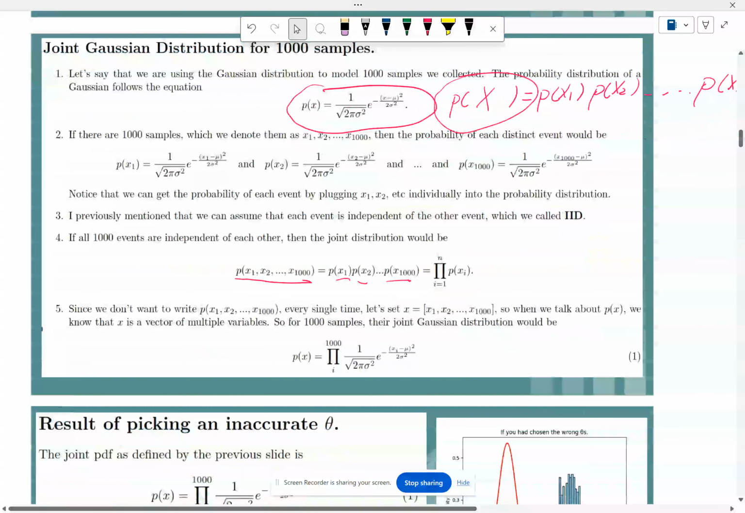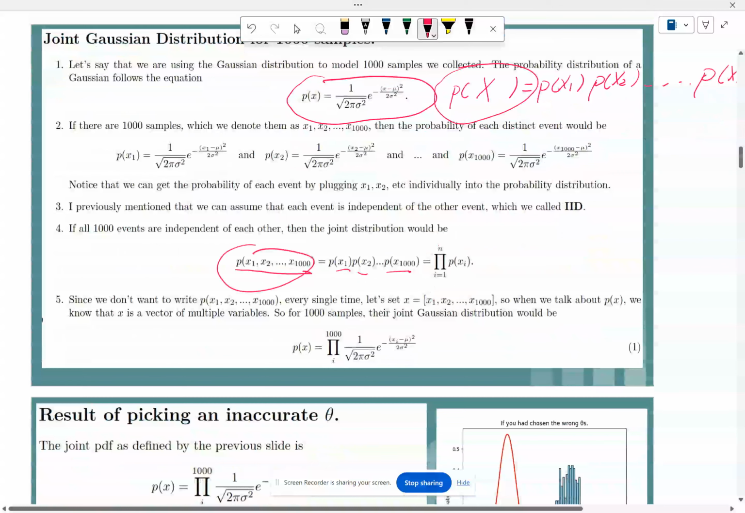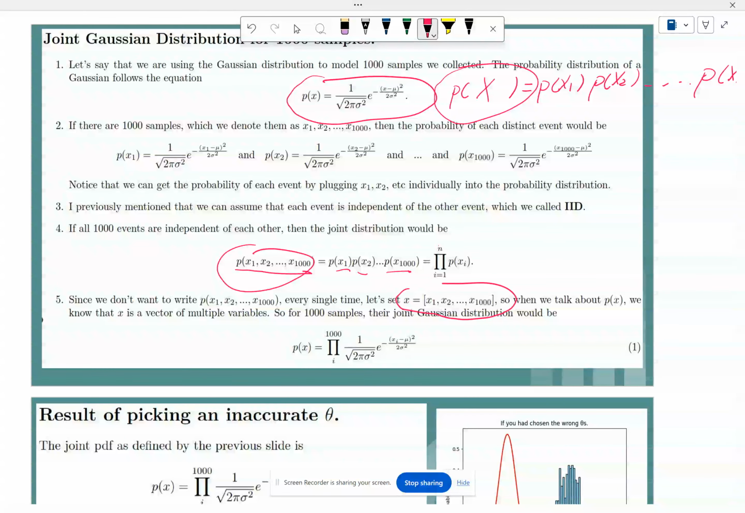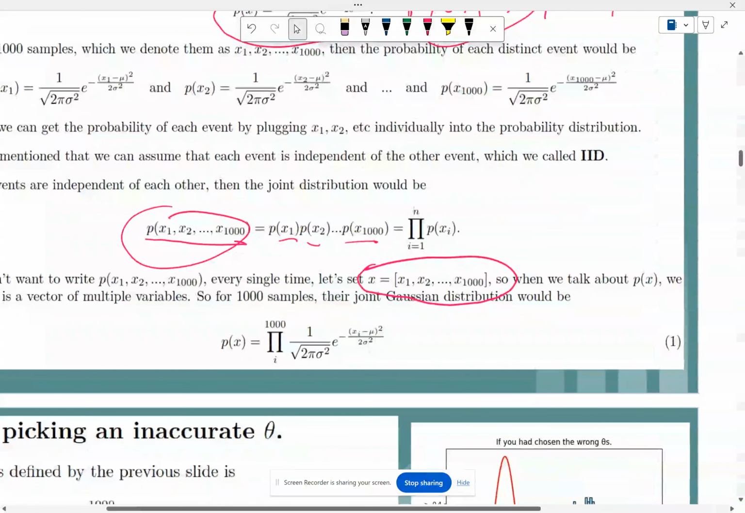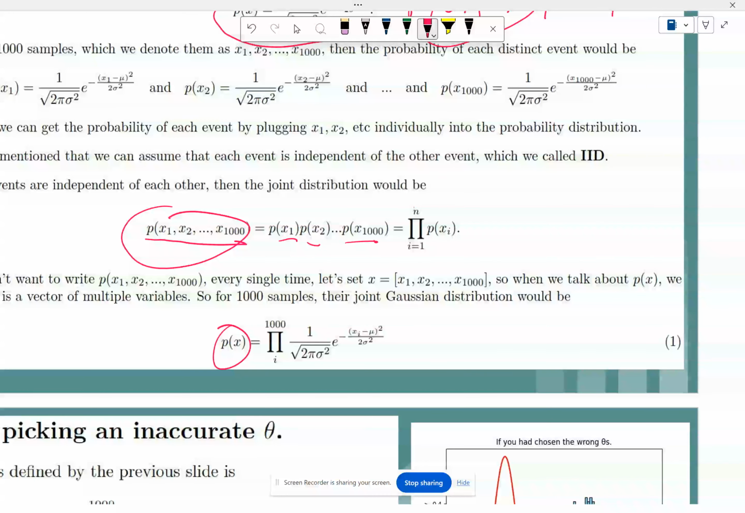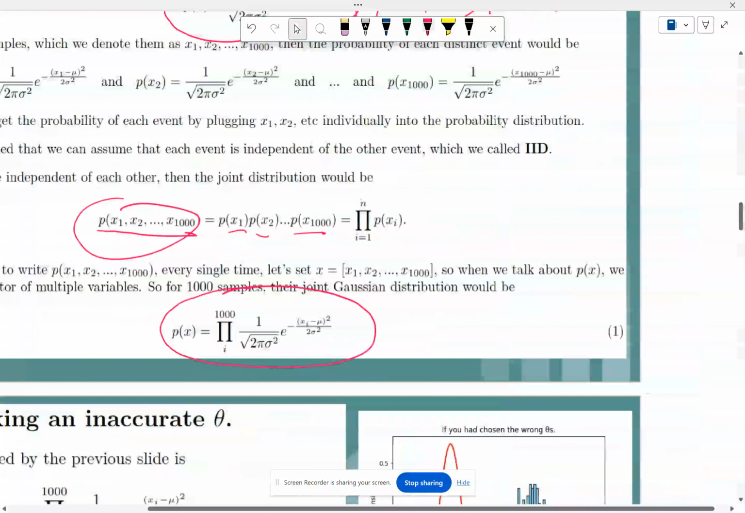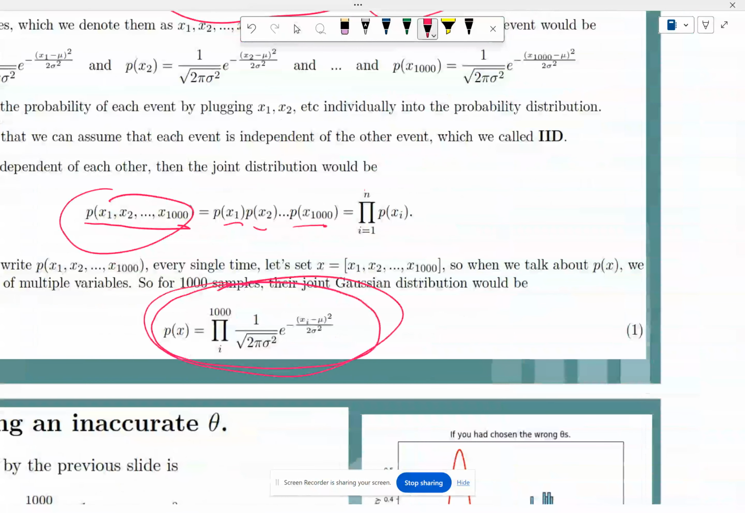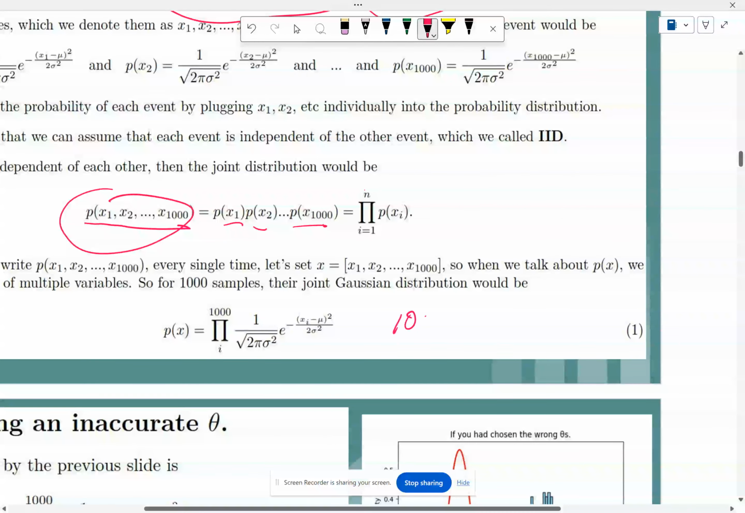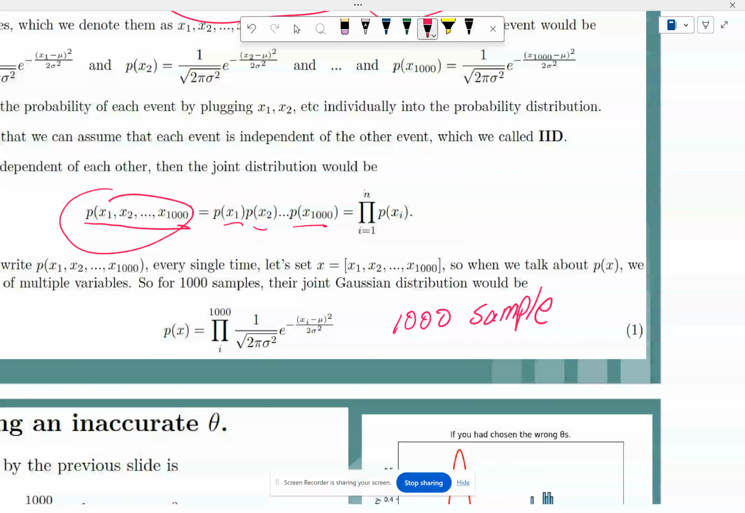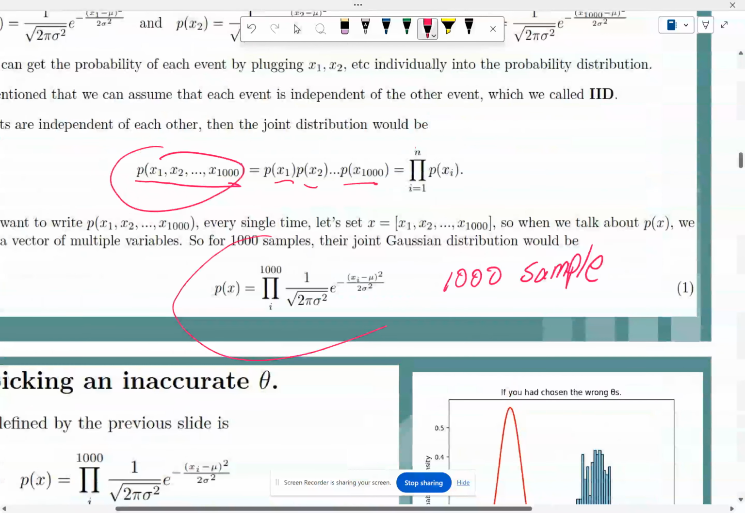Well, since we don't want to write this all the time, we're just going to write x, which here is going to denote probability 1 to 1000. So the probability of x is simply represented by this equation here, right? This is the equation. Now, this is one single equation. This is describing not just one, but 1,000 samples, all the samples that you collected. Okay? We still have a problem.